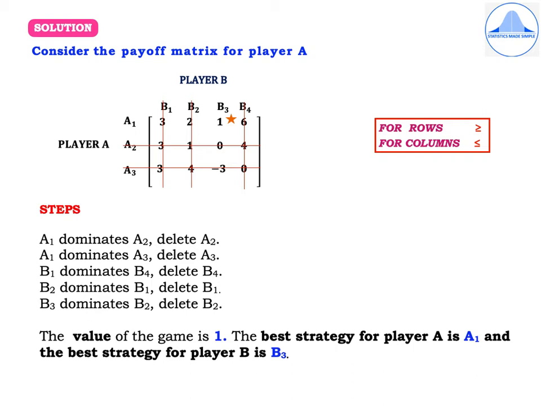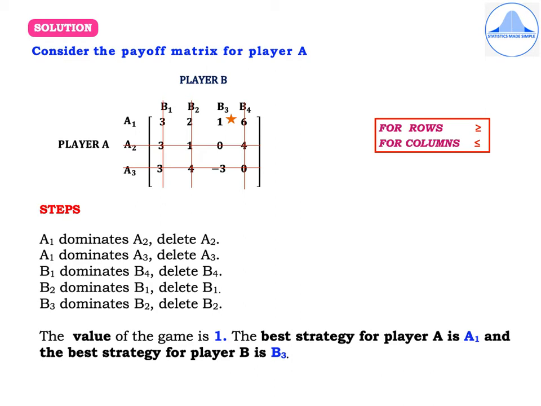We have compared B1 with B2, B3 and B4. Now we compare B2 with B1. So we see that 2 is less than 3. So it means that B2 dominates B1, so delete B1. So now we have seen that the columns B1 and B4 are already deleted.